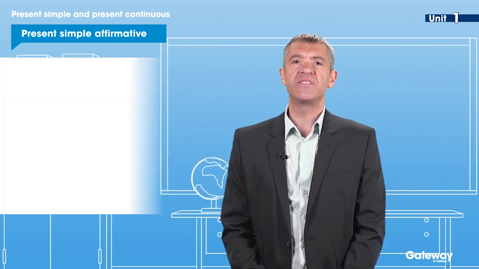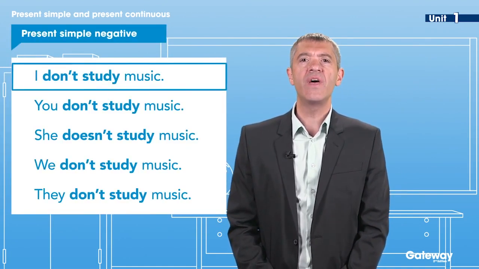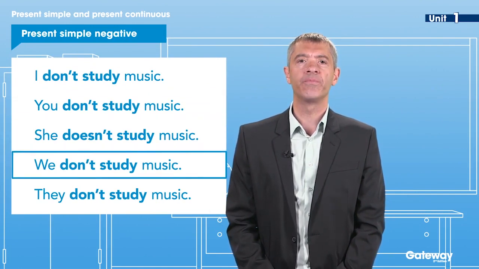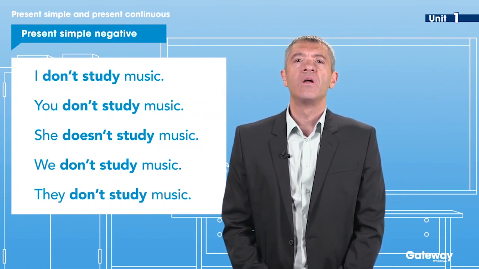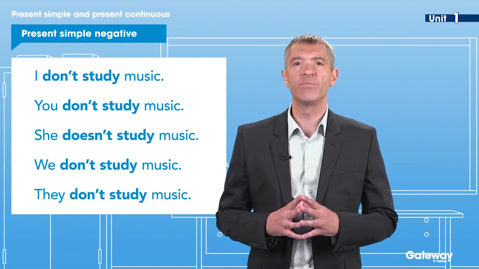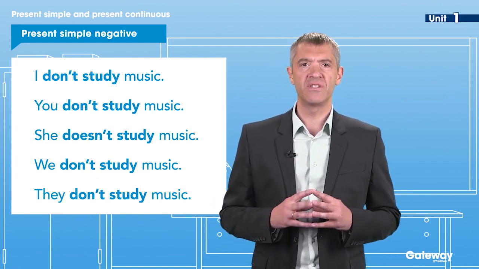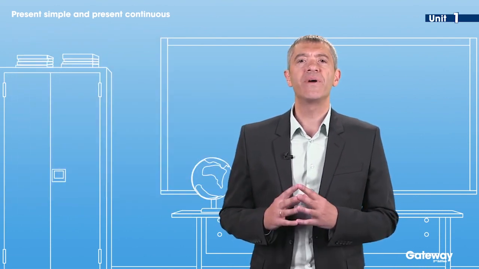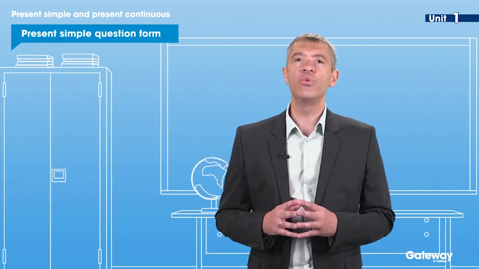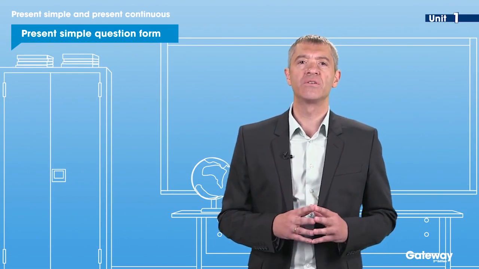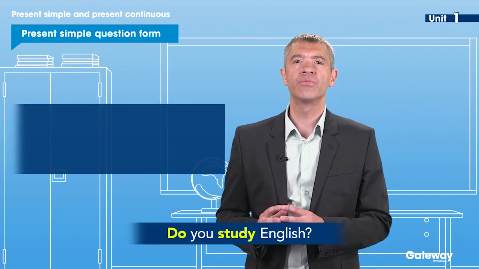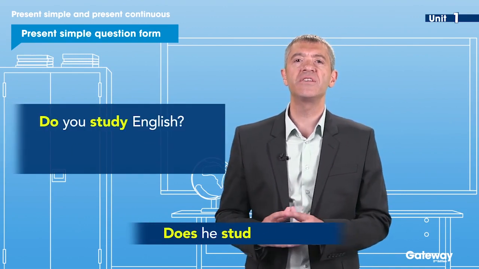Now look at these sentences. They're in the negative form of the present simple. To make the negative form of the present simple, we use don't or doesn't before the main verb. To make questions, we put do or does before the subject. So we say, "Do you study English?" "Does he study English?"